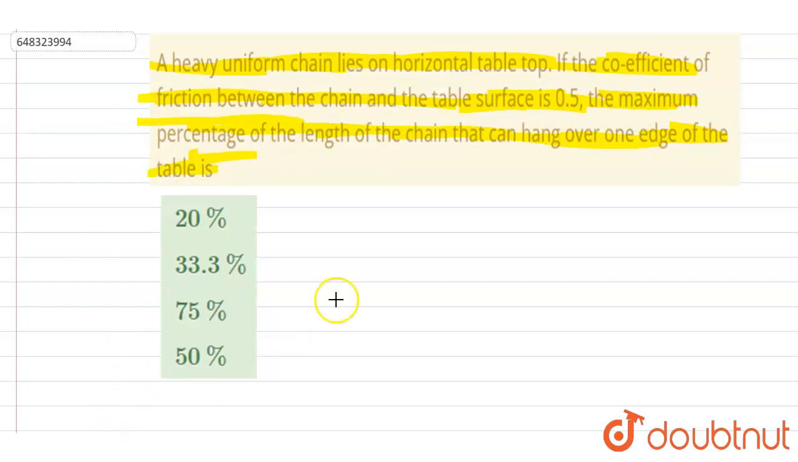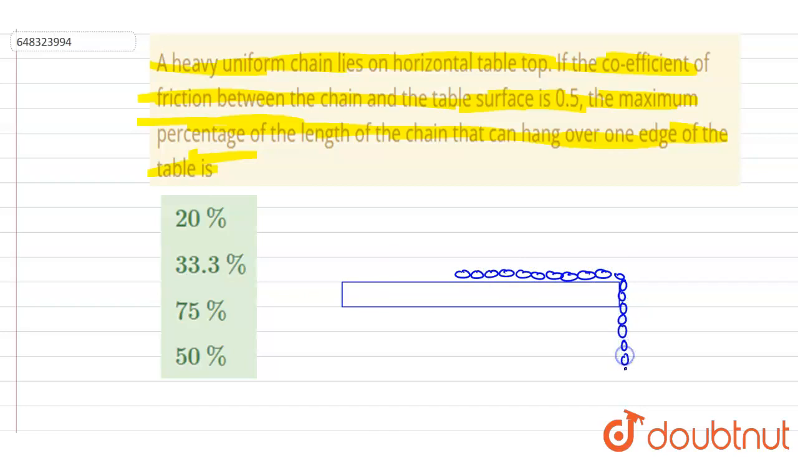So if you see here, let's say this is the table, and on this table a chain is kept like this. So we want the maximum percentage that can hang from one edge like this. So we want the percentage of this.